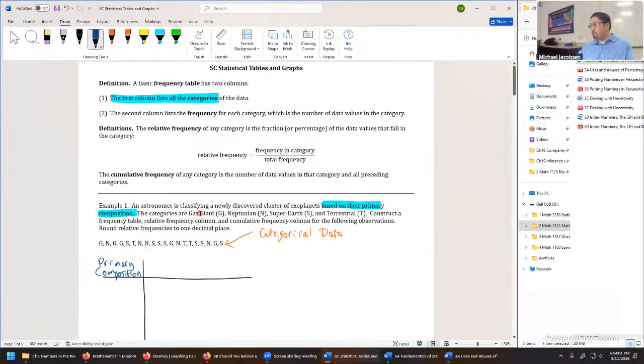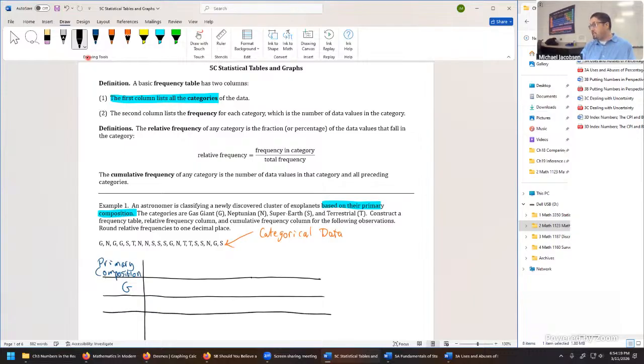Now the categories that came up are listed in order here. I'll just maintain the same order that they came out. G for gas giant. Let's make this a little bit longer just so we have as much space as needed. Next category in the context was N for Neptunian, then Super Earth, S for that category, and terrestrial T. So we have one column listing all the categories.